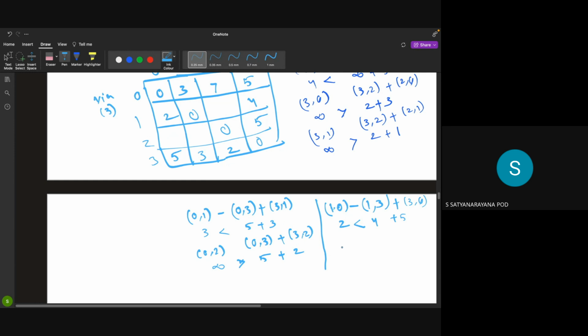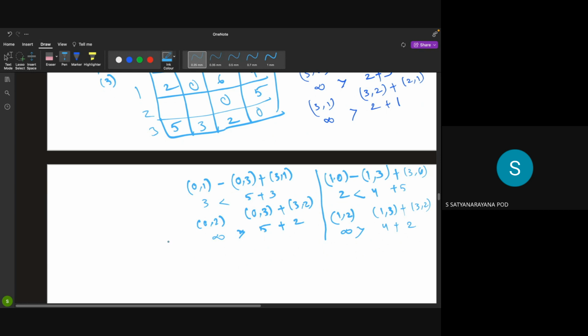And the next one is 1 to 2. So 1 to 2 we are trying means that 1 to 3 is there. What is the next one? 3 to 2. Yes, 3 to 2. So 1 to 2 is infinite, 1 to 3 is 4, and 3 to 2 is 2. So 6 is a better value, so we are updating 6. And the last two cells are there.